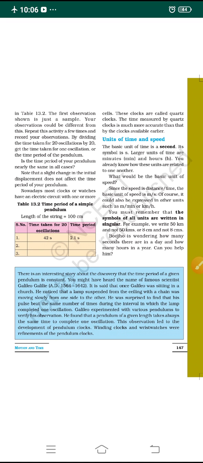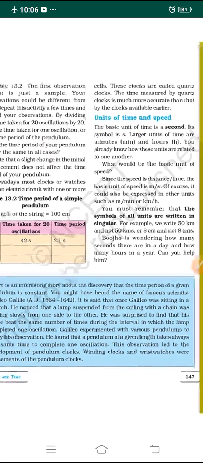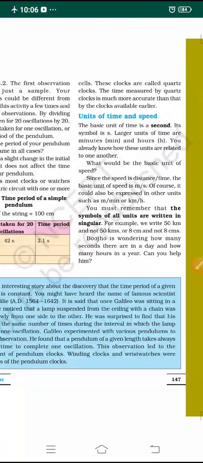Dear students, now let's go for the next concept, that is units of time and speed. This is very important, what unit should be used to represent time as well as speed. The basic unit of time is second, and its symbol is small s. We have to represent it through the symbol s.